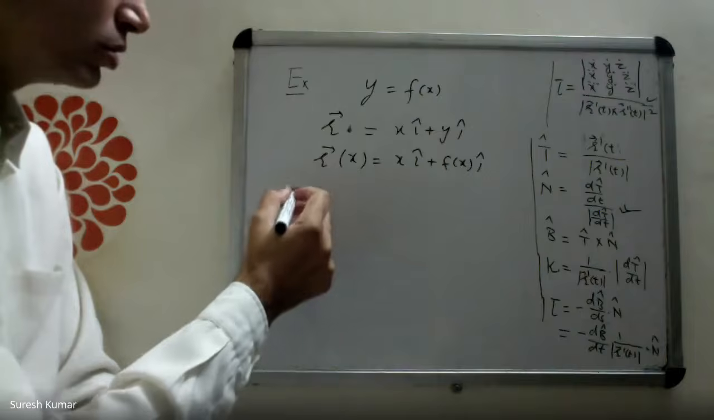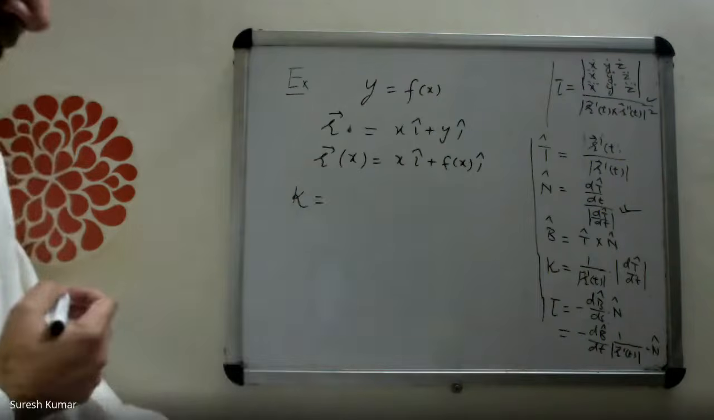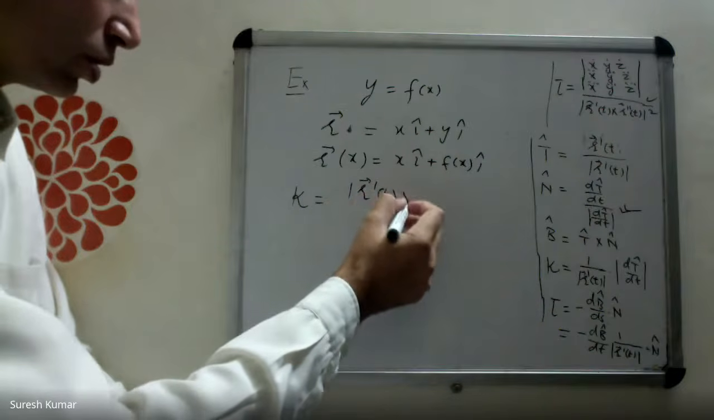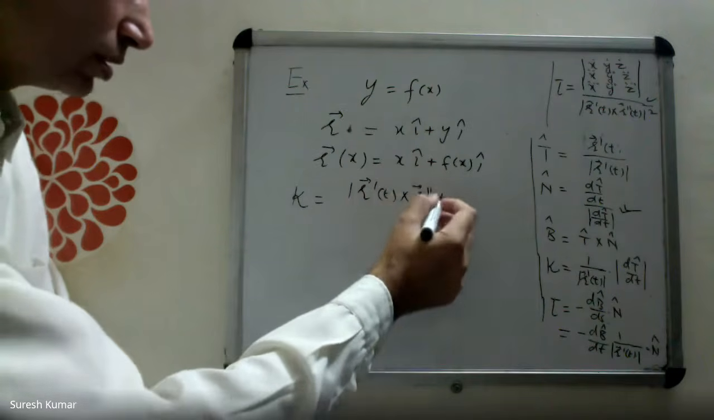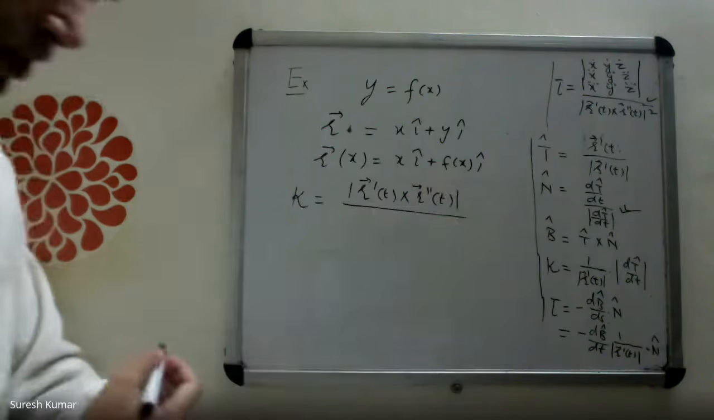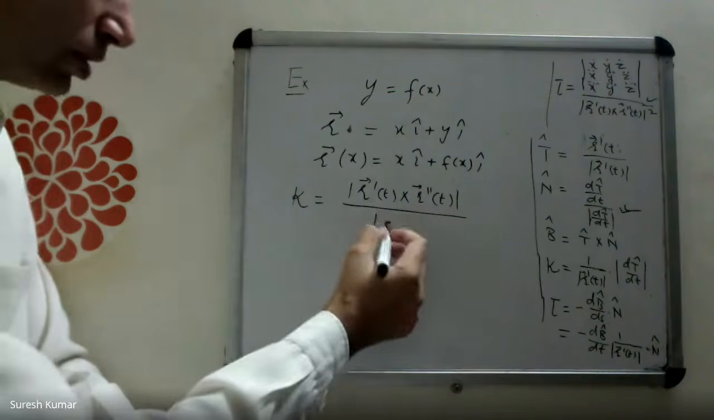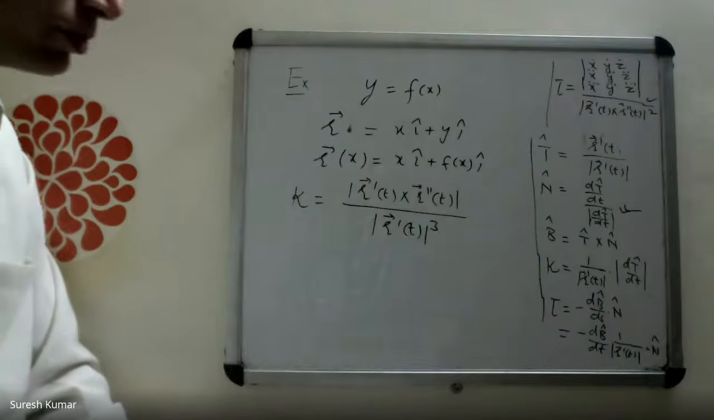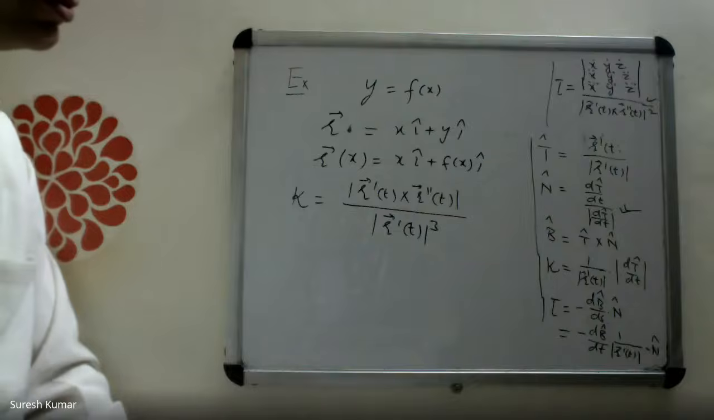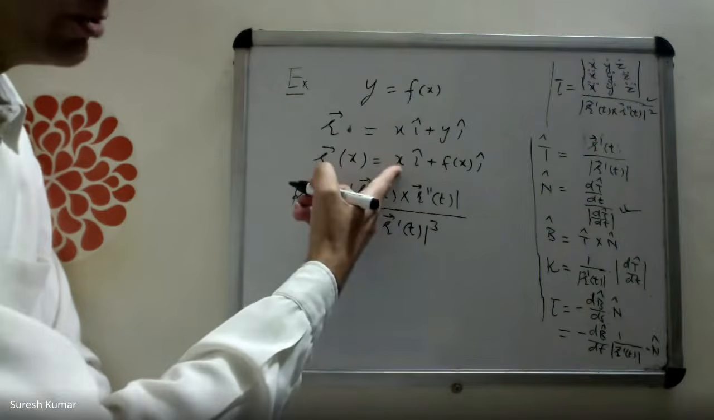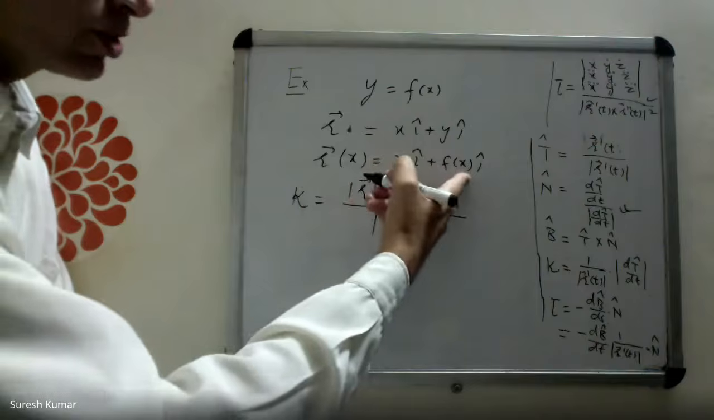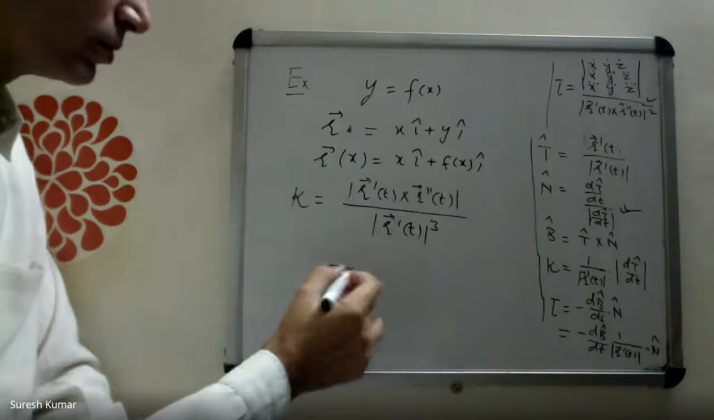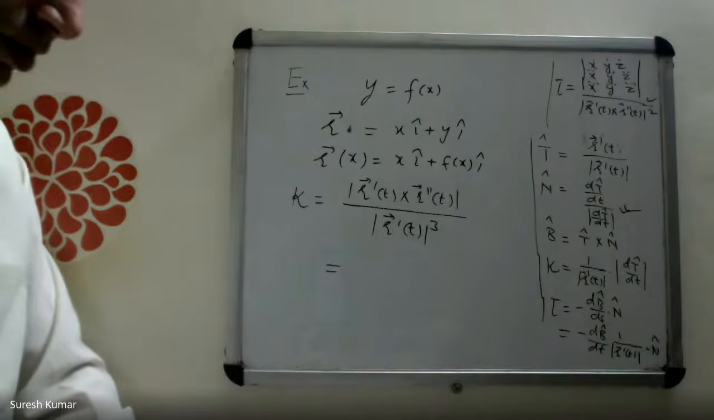Or you can use the other formula I told you earlier, that is r prime t cross r double prime t divided by mod r prime t power 3. So what is r prime t from this? 1 plus f prime x. R double prime t, f double prime x. Just use it here. See what do you get.